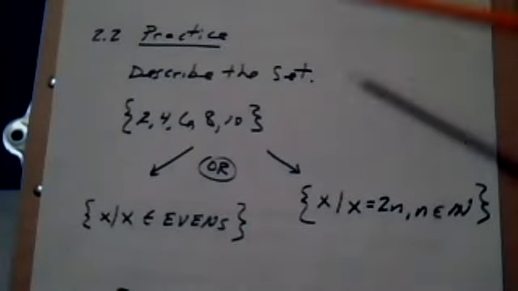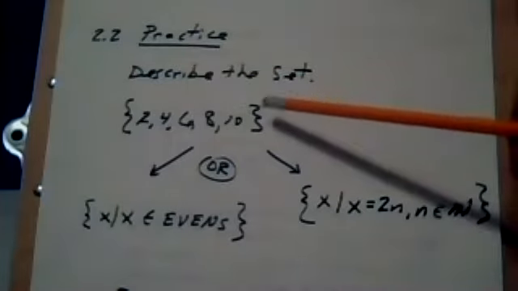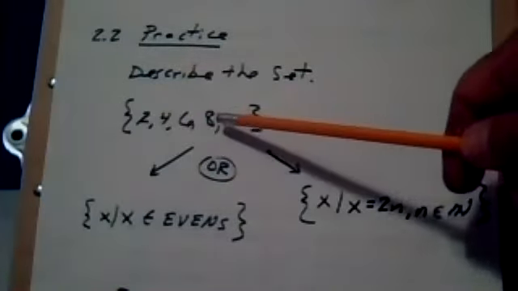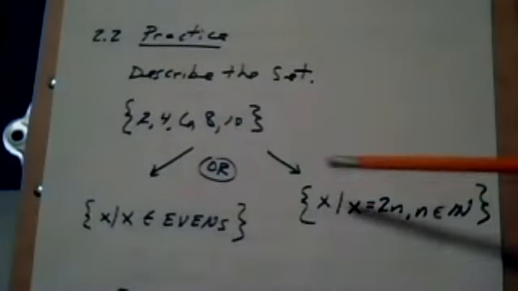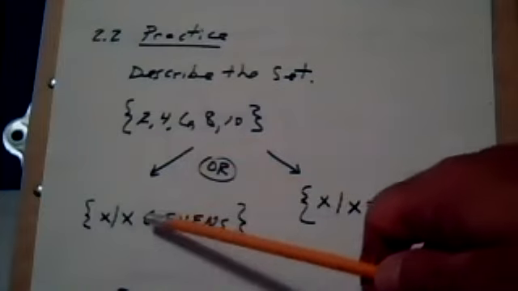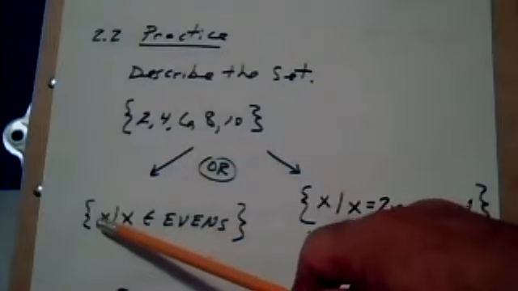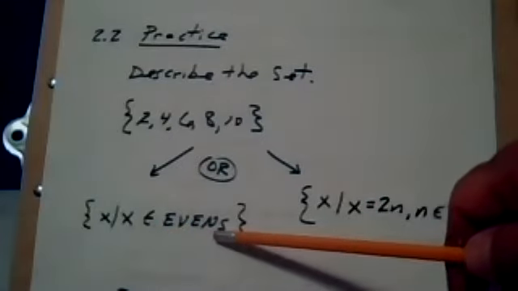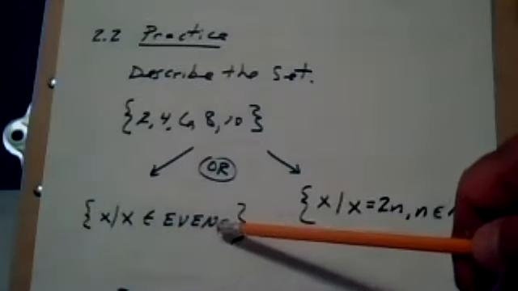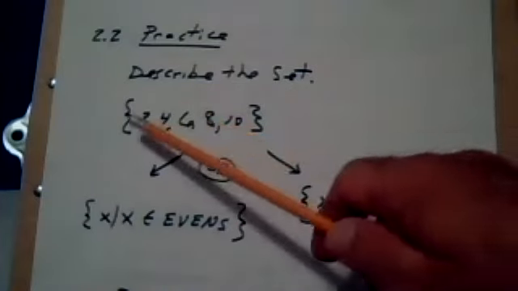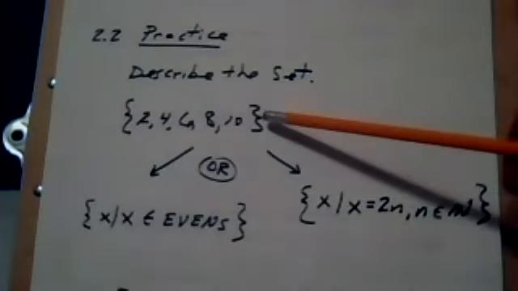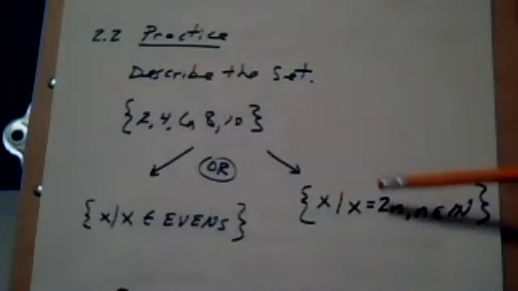So right here in this problem, we're describing the set. This is the roster method where you actually have the list of members. And you could describe this list more than one way. One way would be to describe it as those X's such that the X is an element of the even numbers. And you could be a little bit more precise by saying those even numbers that go from 2 to 10.